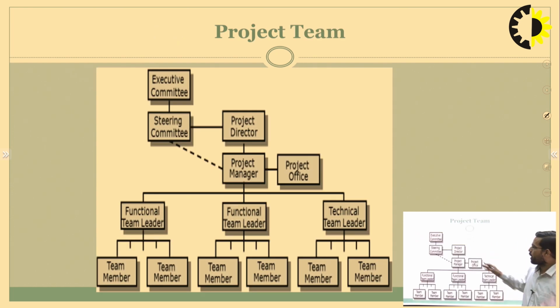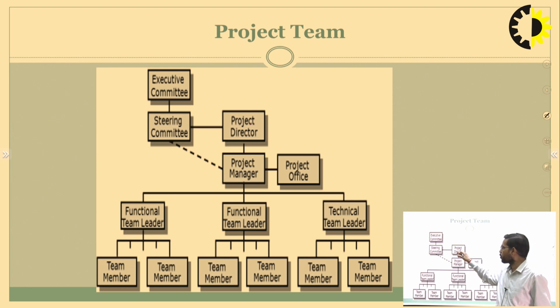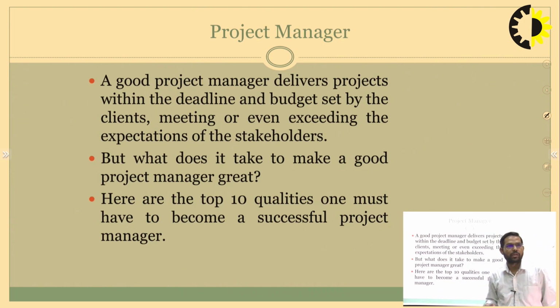Like this, there is an executive committee, then a steering committee, a project director, a project manager, and a project officer. The project manager has team leaders, functional team leaders, and then different team members. The project manager is a combination of all these. A good project manager delivers the project within the deadline and budget set by the client, meeting or even exceeding expectations. What makes a good project manager?